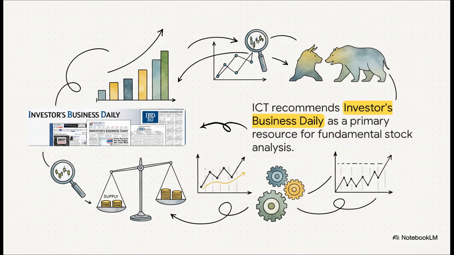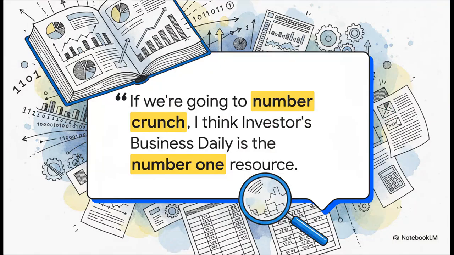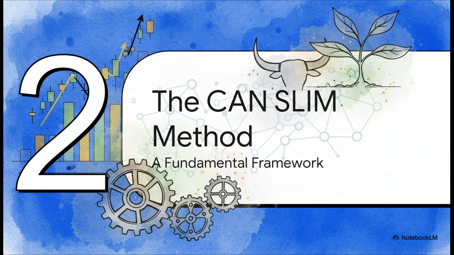Why? Because it's clear, it's well organized, and it really gets to the heart of the supply and demand dynamics that actually move prices. I mean, this quote really sums it all up, doesn't it? When it comes to the hard data, the actual number crunching, ICT is crystal clear. IBD is number one. So just keep that in mind, because pretty much everything we're about to talk about is based on the kind of data you can find right there. So let's get into the framework itself.